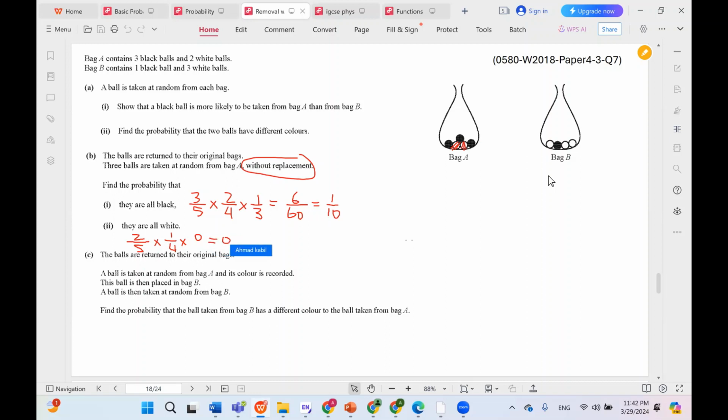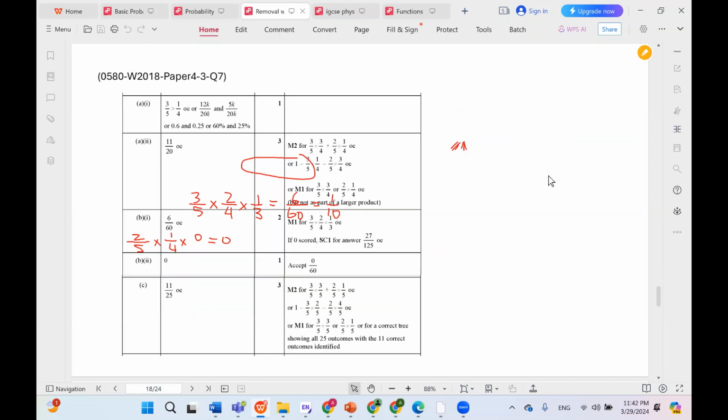Of course, you can always think about this mentally. If you're going to take 3 balls without replacement from bag A, it is impossible to achieve this successfully because you only have 2 balls. So the probability that they are all white is 0. This can never happen, can never take place. Now, the marking scheme for I is 6 over 60. 1 over 10, of course, is correct as well, but 6 over 60 is fine. And for double I, the answer is 0.